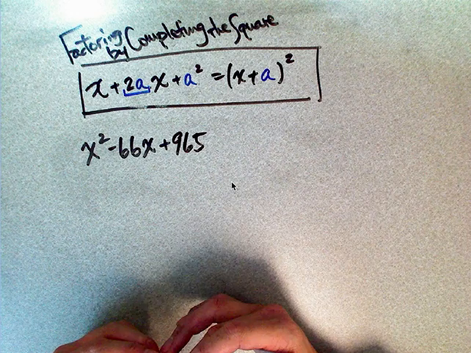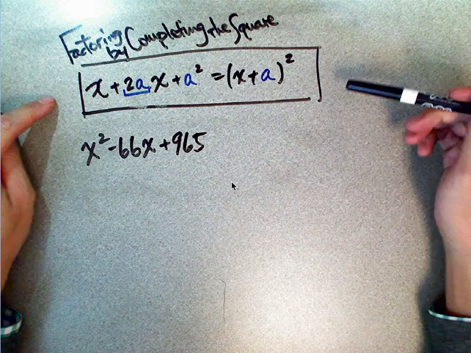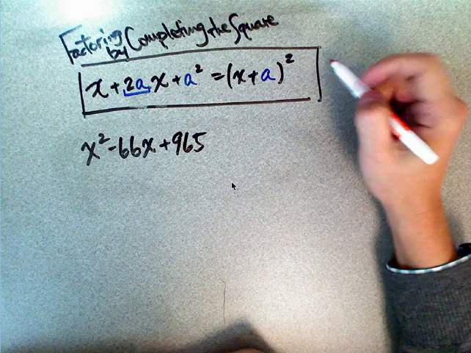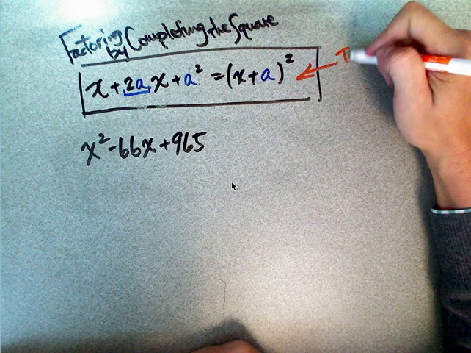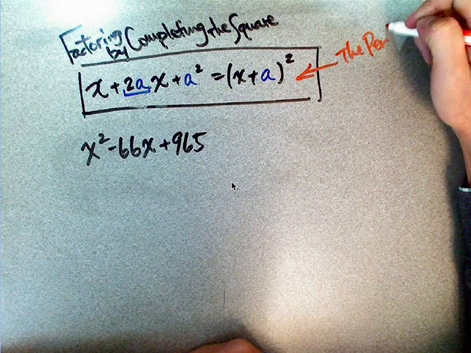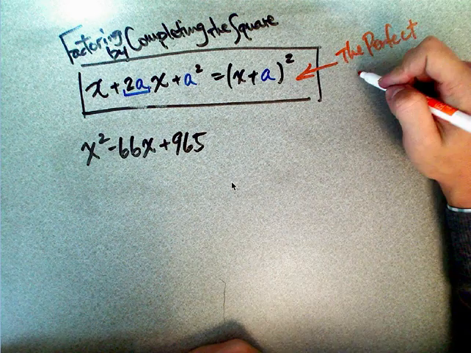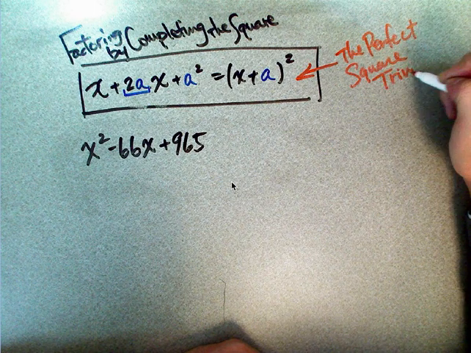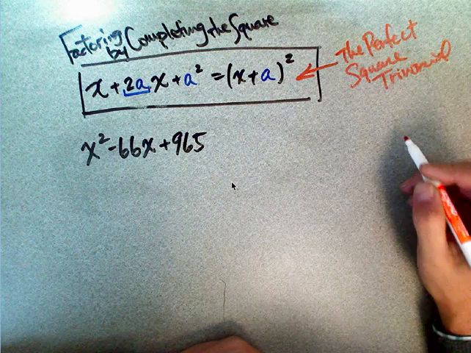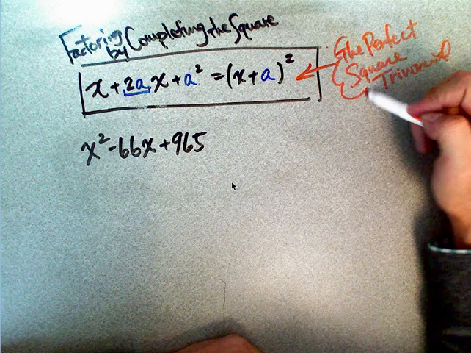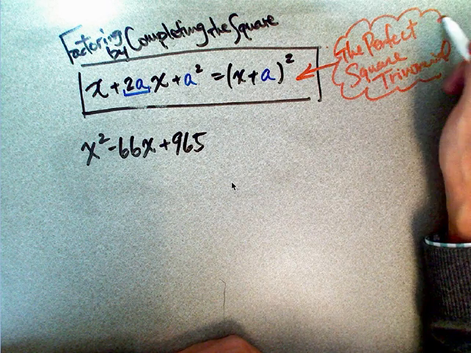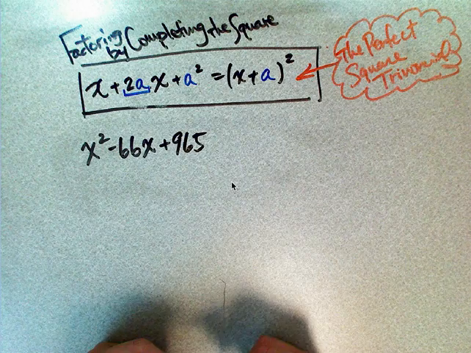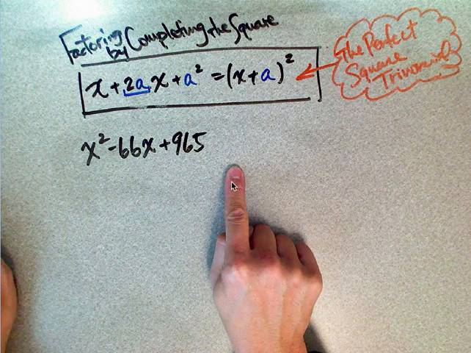by completing the square. So we just learned that this is what we call the perfect square trinomial, right? Now we're gonna use this concept to factor this guy, right?